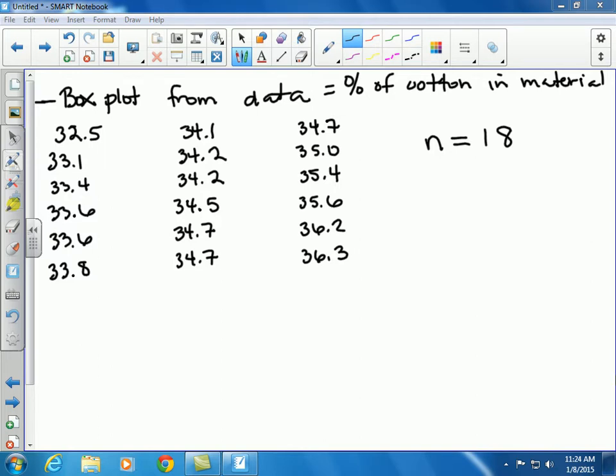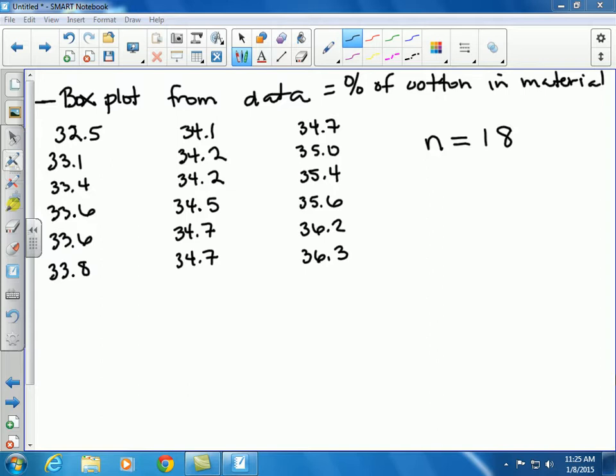All right, what I want to do today is actually construct a box plot from data by hand so you can see all the steps that need to be taken. In front of you, you have a data set that's measuring the percentage of cotton in material from some samples taken from the Haynes Corporation in North Carolina. There were 18 samples that were taken, and these are the percentages of cotton in those 18 items from the sample.